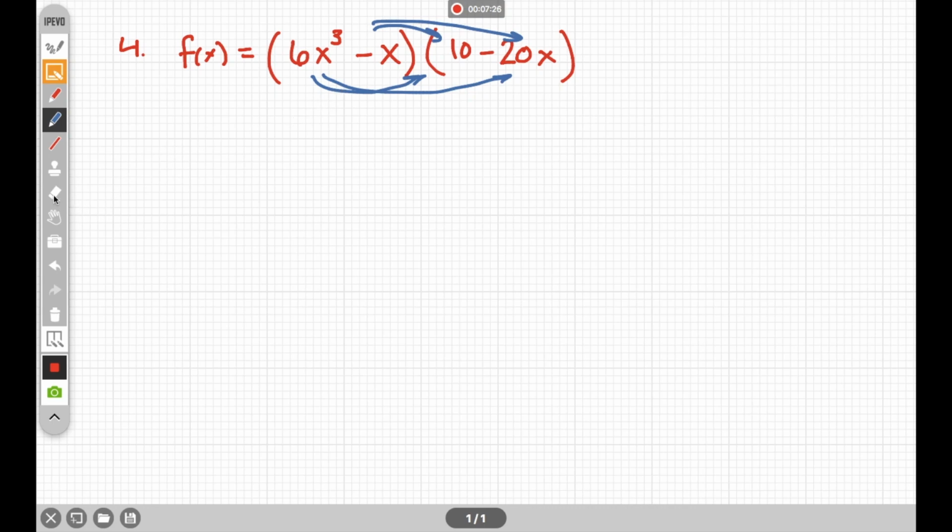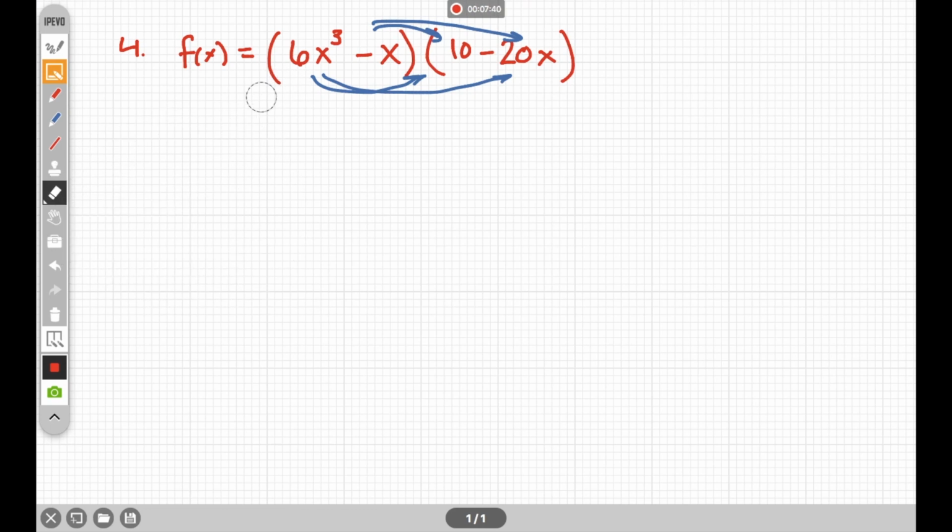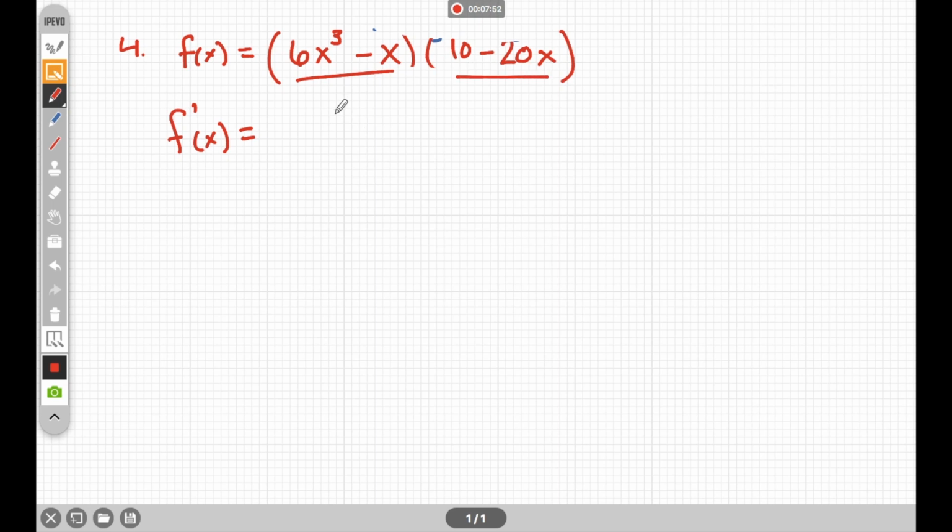For the sake of just showing you the product rule, I'm going to do the product rule here. So doing the product rule, the derivative f prime of x is equal to the derivative of the first term and the derivative then the second term. So this is f and this is g.